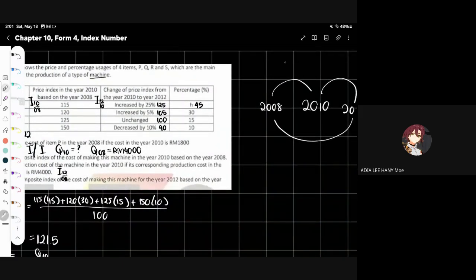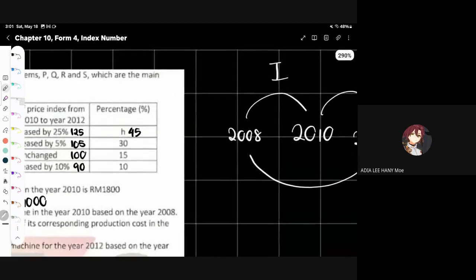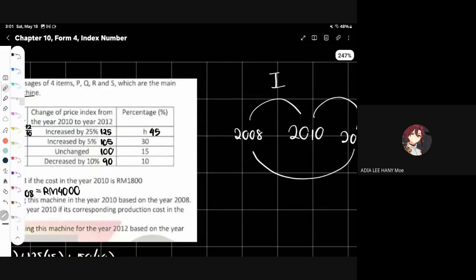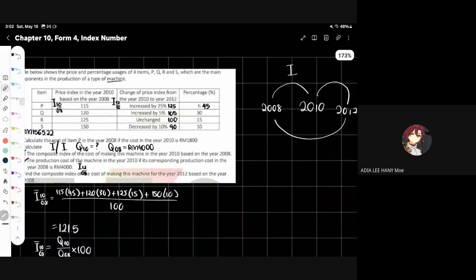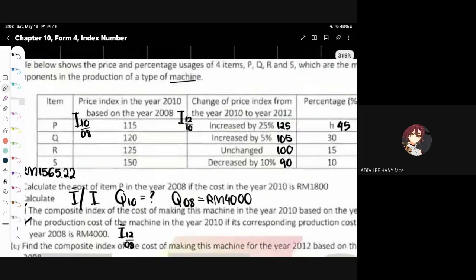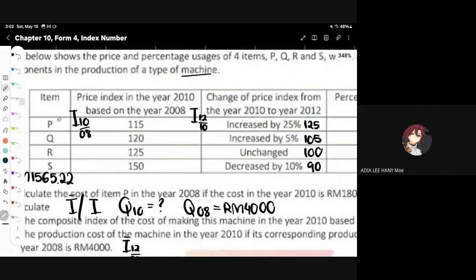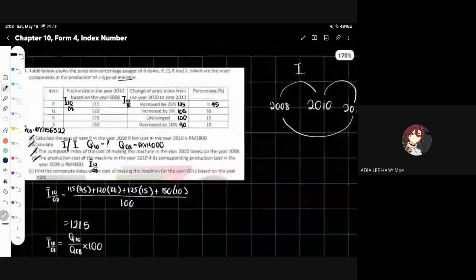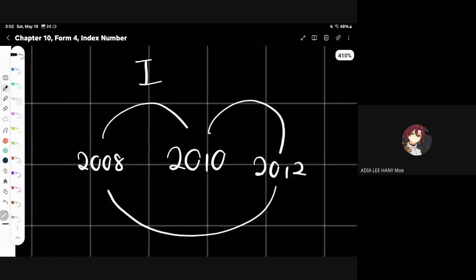Just now I mentioned you put I here, but can we put the I here? Look here. No, because they're talking about I 2008 and 2010, and they are talking about the cost of making this machine. They're not talking about the I for P, or the I for Q, or the I for R. They are talking about the I of the machine. Do we know the I of the machine? No.